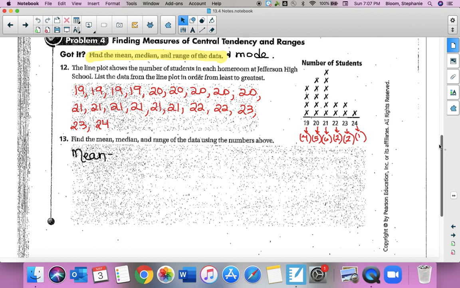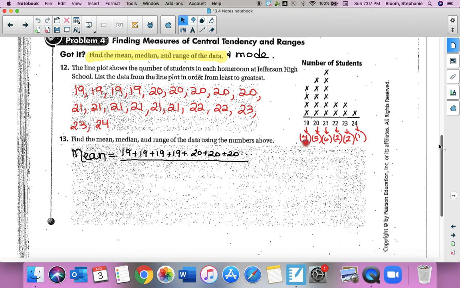Okay, so remember, the mean is add up all these numbers. So you should be adding up on your calculator: 19 plus 19 plus 19 plus 19 plus 20 plus 20 and so on. Okay? All over, and we need to count and see how many numbers are there.